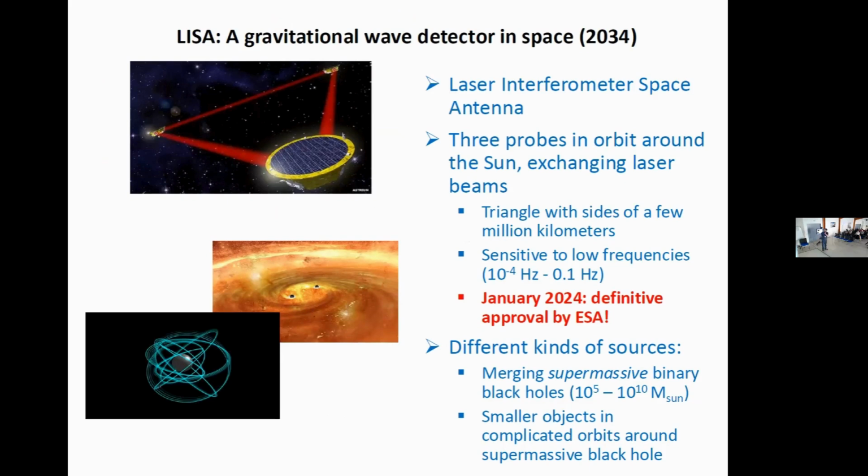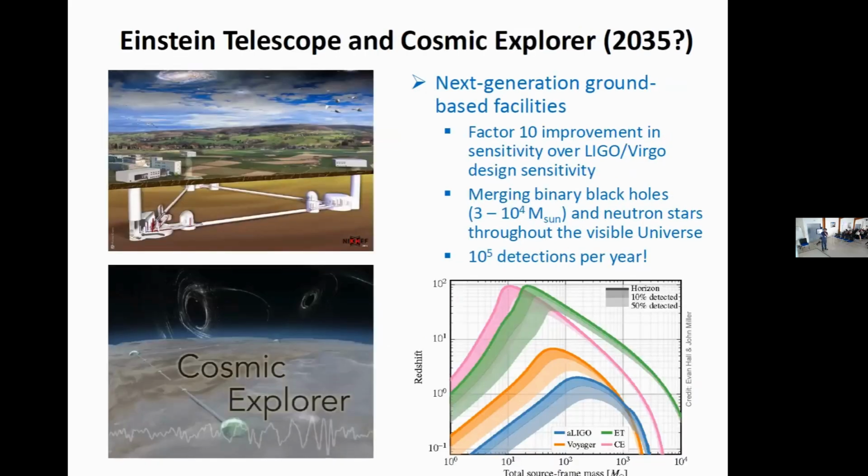I don't have to explain what LISA is anymore, I think. But one type of source that interests me in particular is a supermassive black hole surrounded by something much lighter, in which case you have all these crazy orbits you could never have in Newtonian gravity. This will turn into a precision test of GR, I think. And then, of course, Einstein Telescope and Cosmic Explorer.